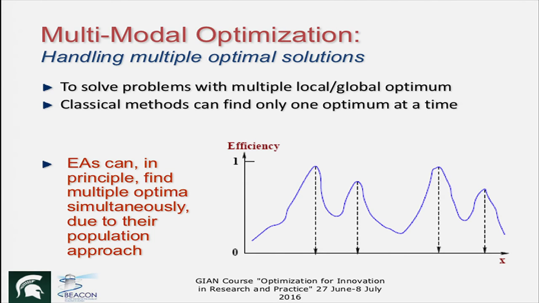Okay, multimodal. So what is multimodal? How is it different from all the stuff that we talked about so far? In multimodal, you have a function that looks like this. And I'm showing you with respect to a single variable x. And here is the fitness. In this case, let's say I'm trying to maximize efficiency of the system, x could be one of the control parameters or one of the settings or parameters that you can change. And when you change it, your function value changes.